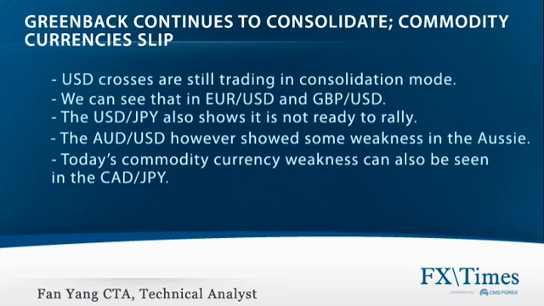US dollar crosses are still trading in a consolidation mode. We can see that in the euro dollar and pound dollar charts. The US dollar Japanese yen also shows it is not ready to rally. The Aussie US dollar pair, however, showed some weakness in the Australian currency. Today's commodity currency weakness can also be seen in the Canadian Japanese pair. This video is being produced at about 1:15 p.m. Eastern Time during the US trading session.